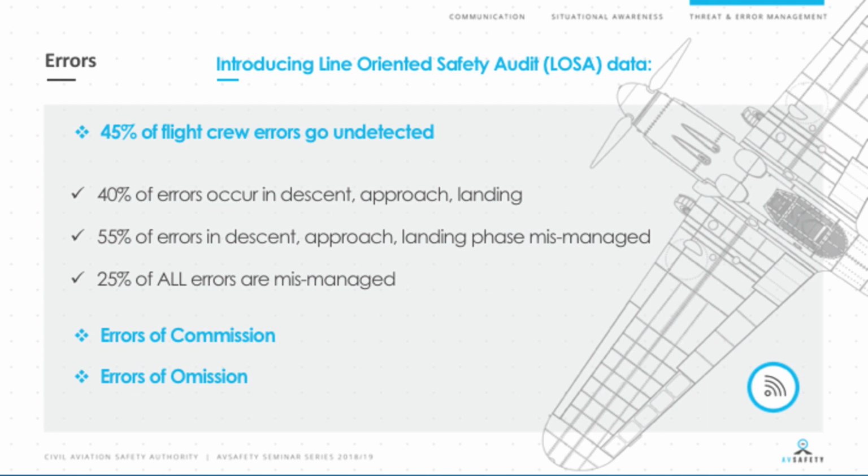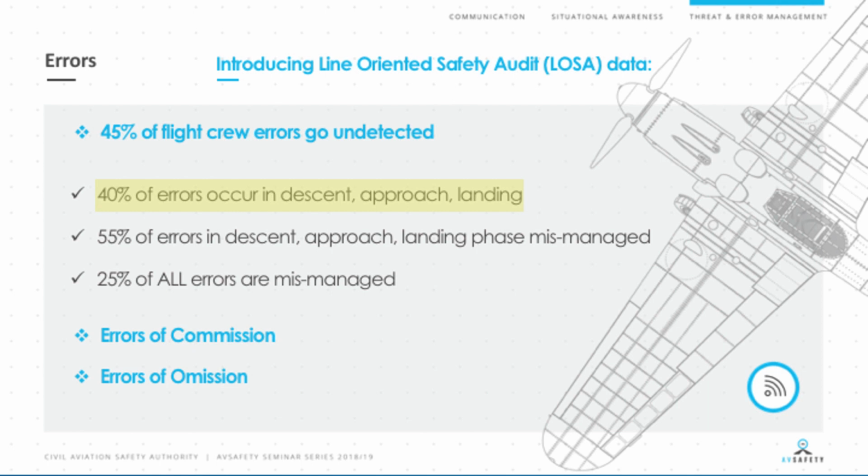Interesting statistic here with all this data is that 45% of errors committed by flight crew actually go undetected by the crew. Why? Because we are human. Okay? We've spoken, as you can see there, about errors of commission and errors of omission.